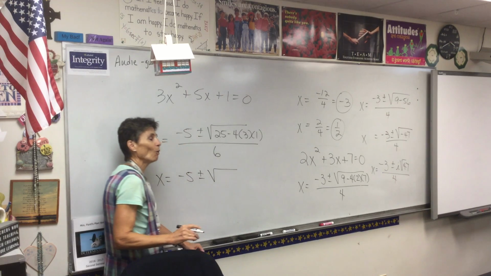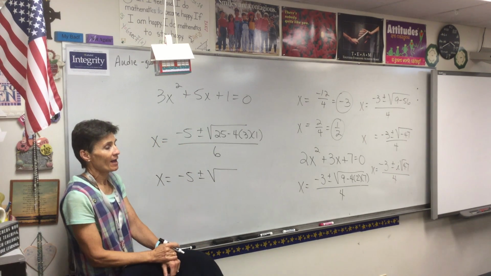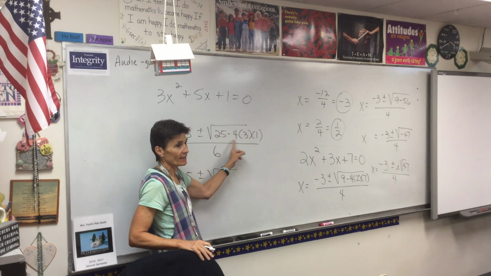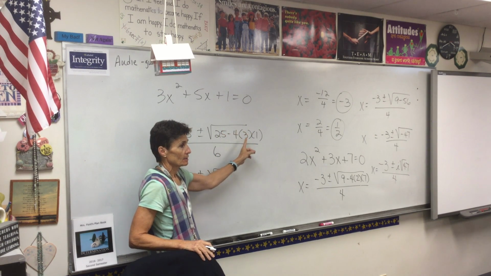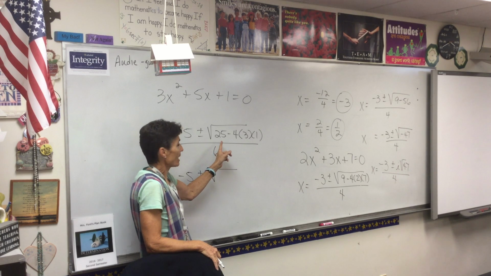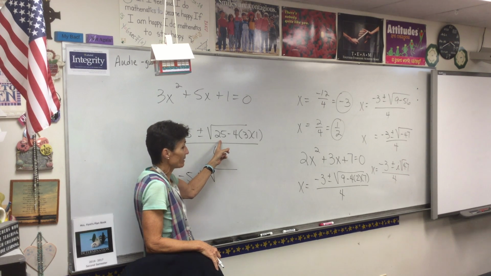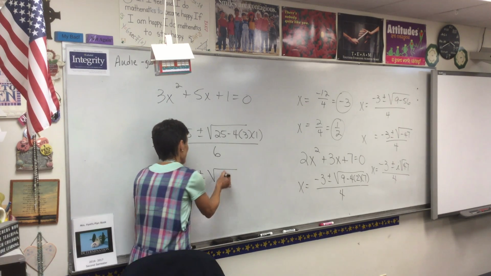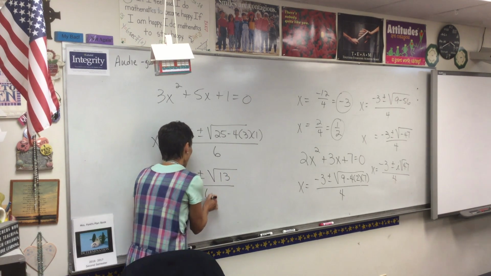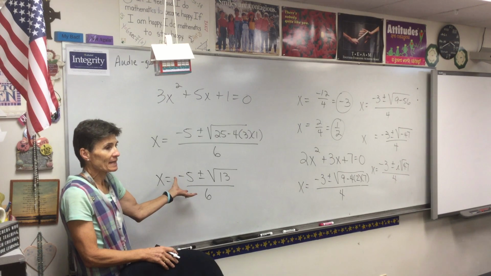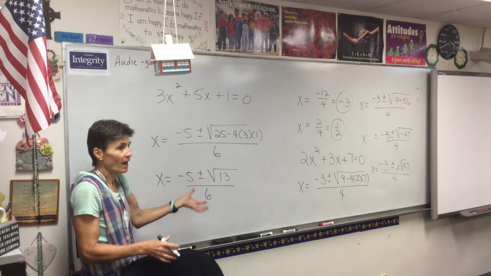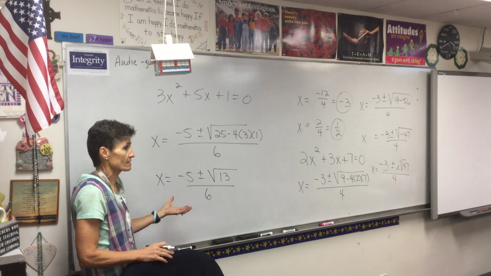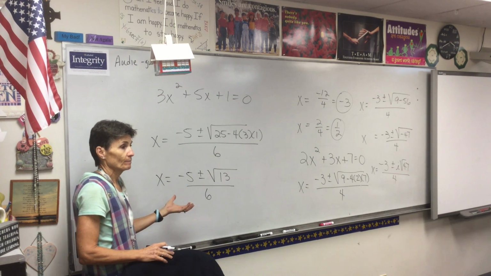The only way we'll have an i is if under the square root we get a negative answer. Now what am I gonna get this time under here? I have 25 minus 12, so that's going to be a positive 13. Now, I'm not going to be able to simplify my answer at all, but I'm not going to have an i. It's just going to be negative 5 plus or minus root 13 over 6. That's our answer.